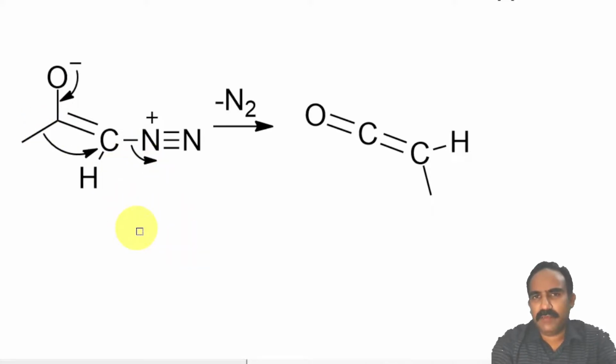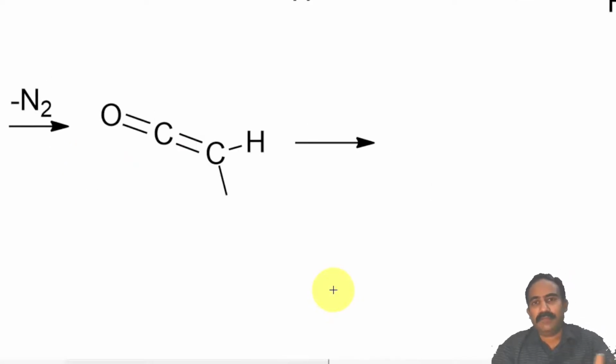This is the most agreeable mechanism, but still a mechanism with a carbene as an intermediate can be shown, and that is also a logical mechanism, but evidence suggests that this is the mechanism, but it's not fully understood. So the ketene can be trapped in many ways. Addition of water is one way.